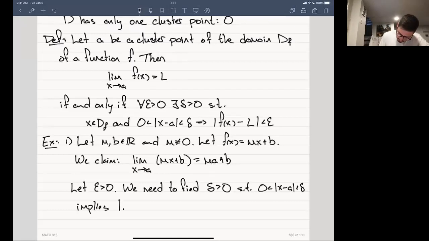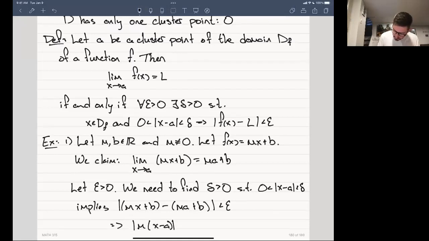Let's do this properly. Sorry, I skipped a step on you. mx plus b minus (ma plus b) is less than epsilon. But this thing is the same as m times x minus a, right? The b's are going to cancel each other out.